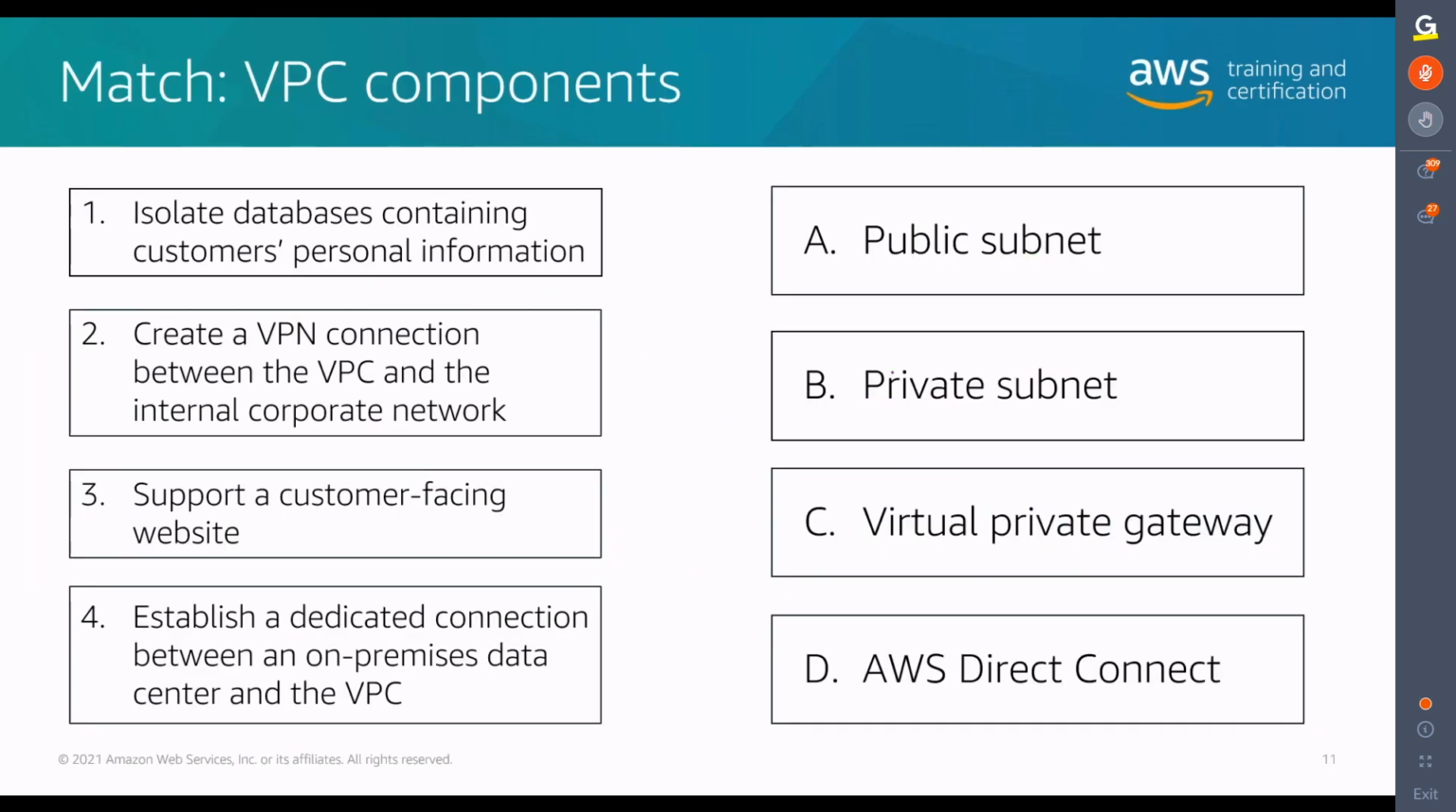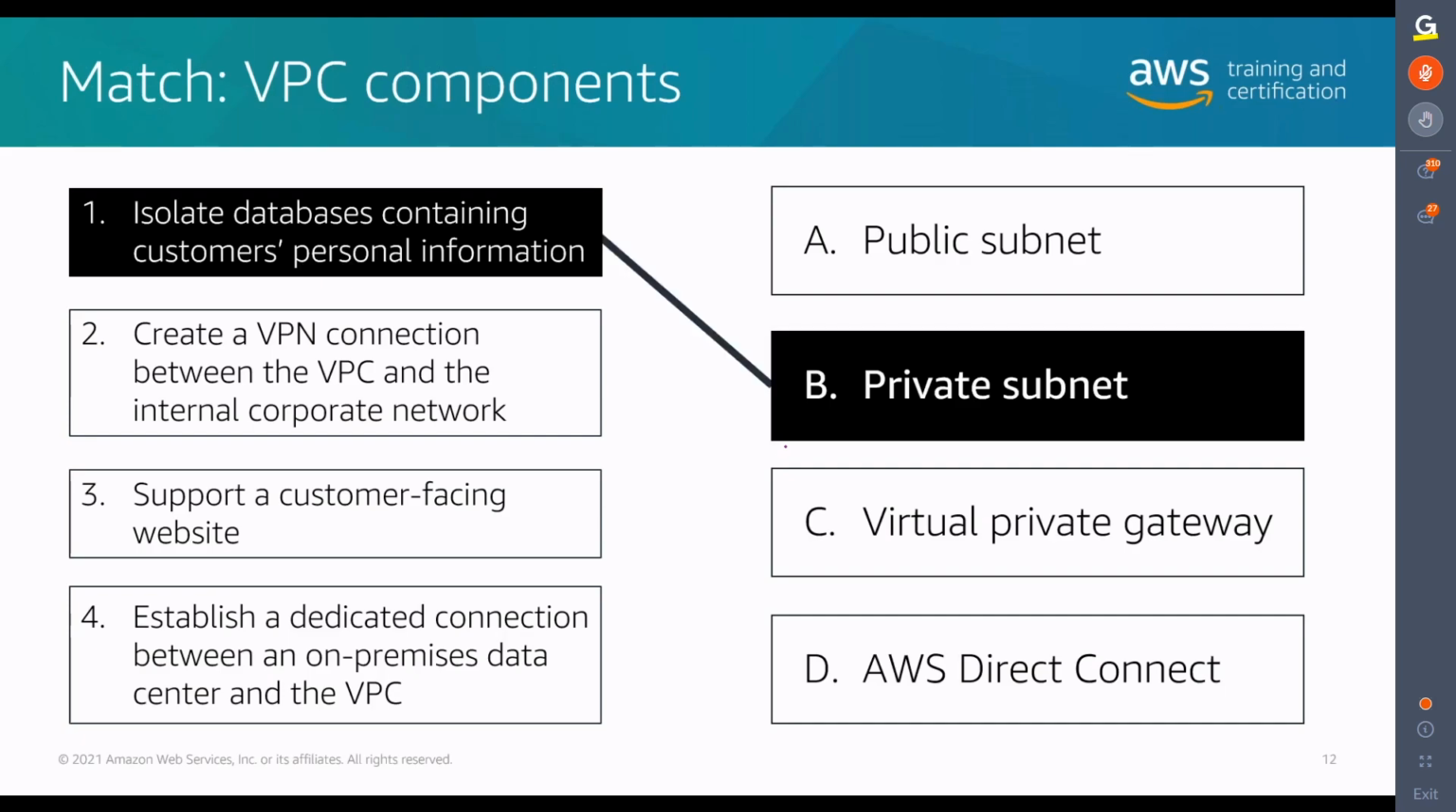All right, so let's look at some terms and definitions here, see if we can do some matching. Number one is isolate databases containing customers' personal information, whether you use a public subnet, a private subnet, a virtual private gateway, or AWS Direct Connect to achieve that goal. I gave you a couple examples where I was saying that a database server maybe would go on a private subnet. So I'm starting to see some B's there in the chat, and B is correct.